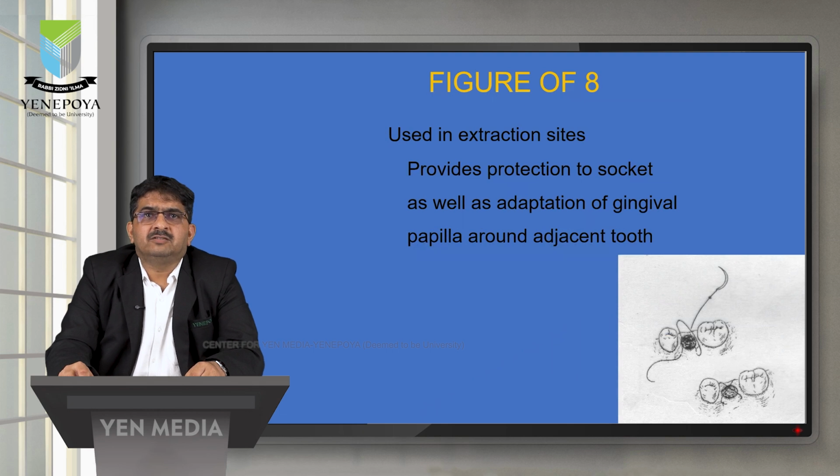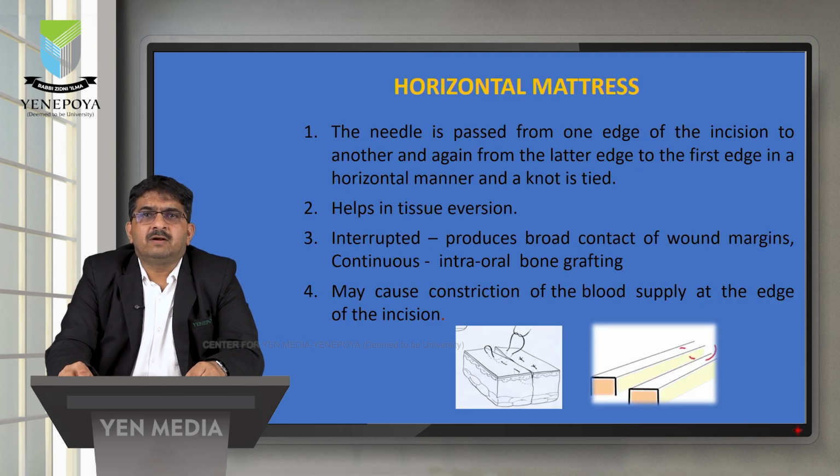Figure of 8 suture is normally used in extraction sites. It provides protection to the socket as well as adaptation of the gingival papilla around the adjacent tooth. Horizontal mattress suture is used when a needle is passed from one edge of the incision to the other, and again from the latter edge to the first edge in a horizontal manner, and a knot is tied. It helps in tissue eversion.